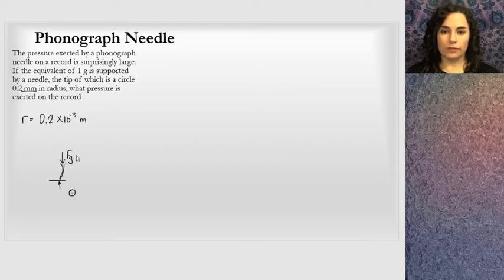There's a force of gravity, which we know is mg, and that will be the mass here, 1 gram times gravity. So I'll write out the equation for pressure, P equals force over area. The force is going to be mg, and the area is going to be pi r squared. I'm ready to plug in numbers.